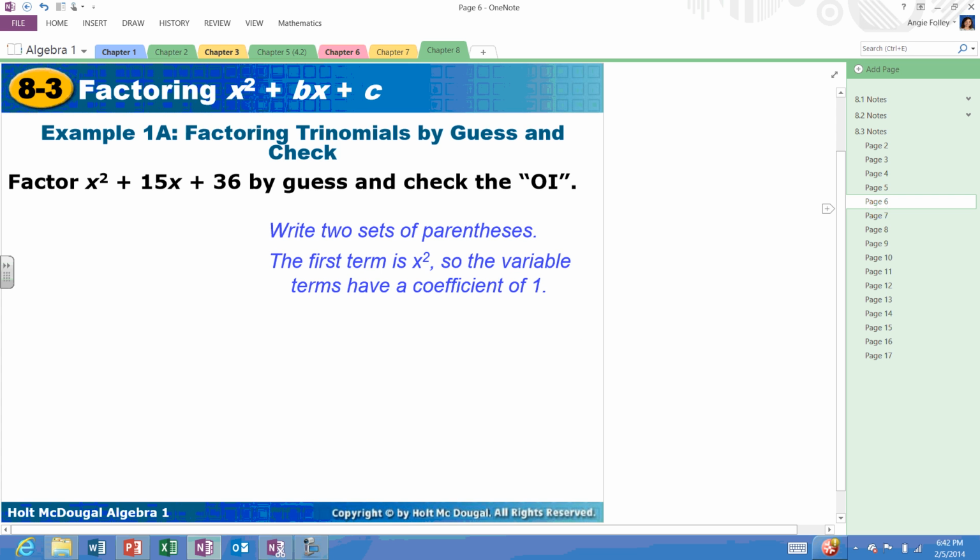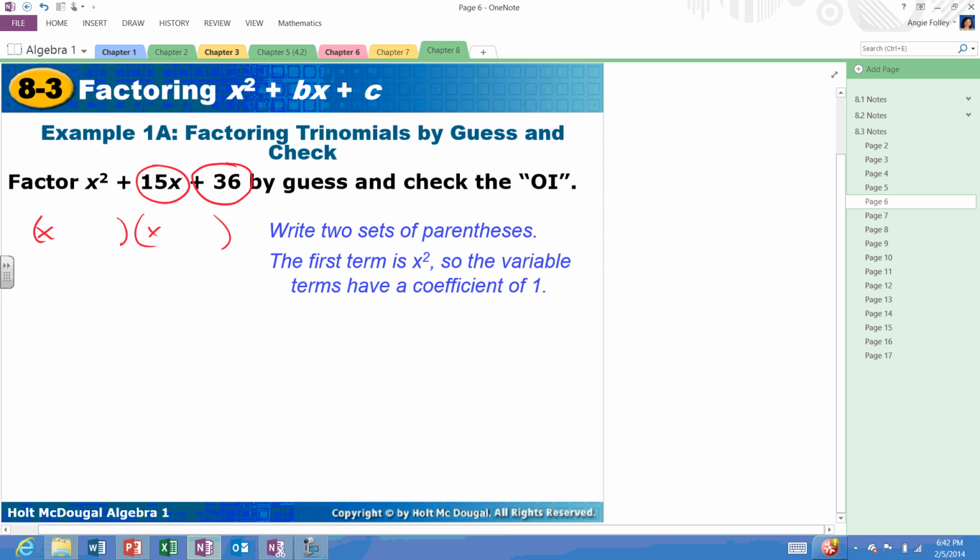So here we go. Okay, we know that we're going to need two sets of parentheses. All right, the first term, because it's x squared, we know that it's going to be an x times an x. Okay? Now, we need to figure out what factors, when I multiply them together, give me 36 and add up to give me 15.